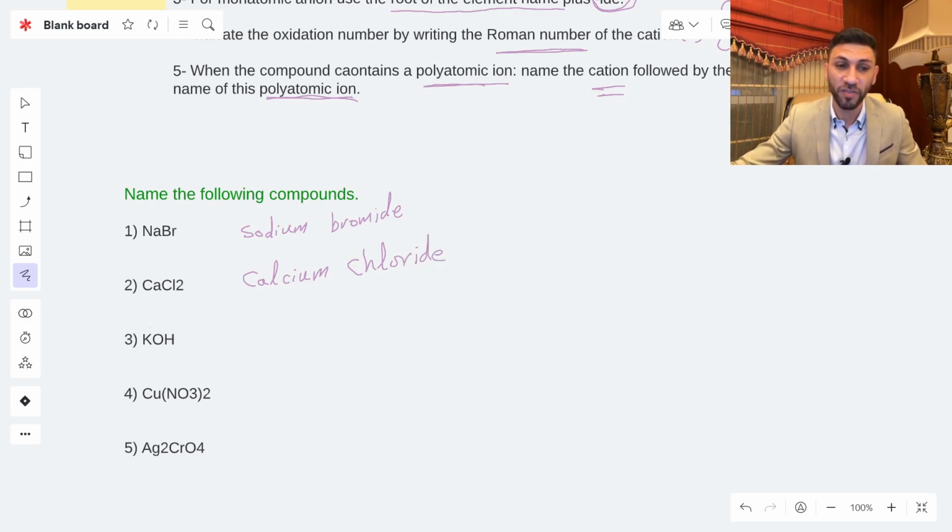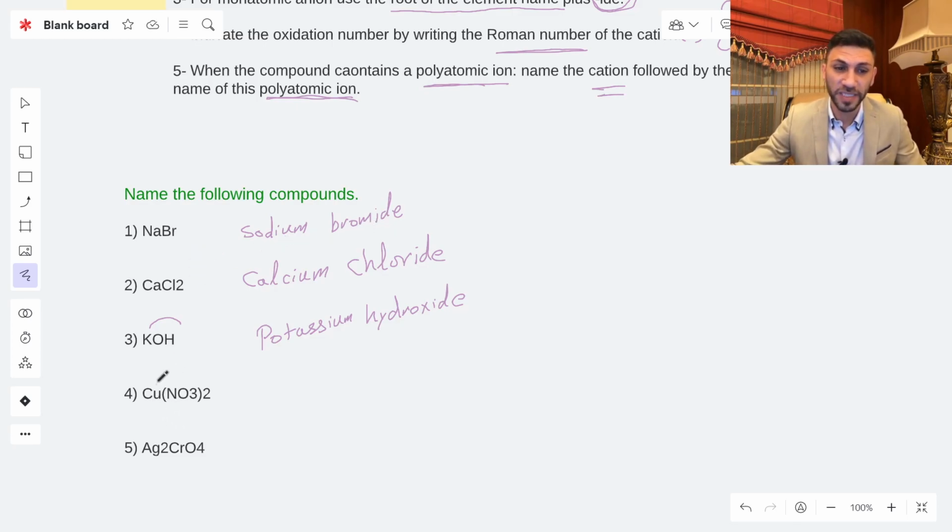Now, here we have a polyatomic ion. And this polyatomic ion, OH negative 1, is the hydroxide ion. And this is potassium, so it's going to be potassium hydroxide. So always the first name is the cation. The last name is the anion.